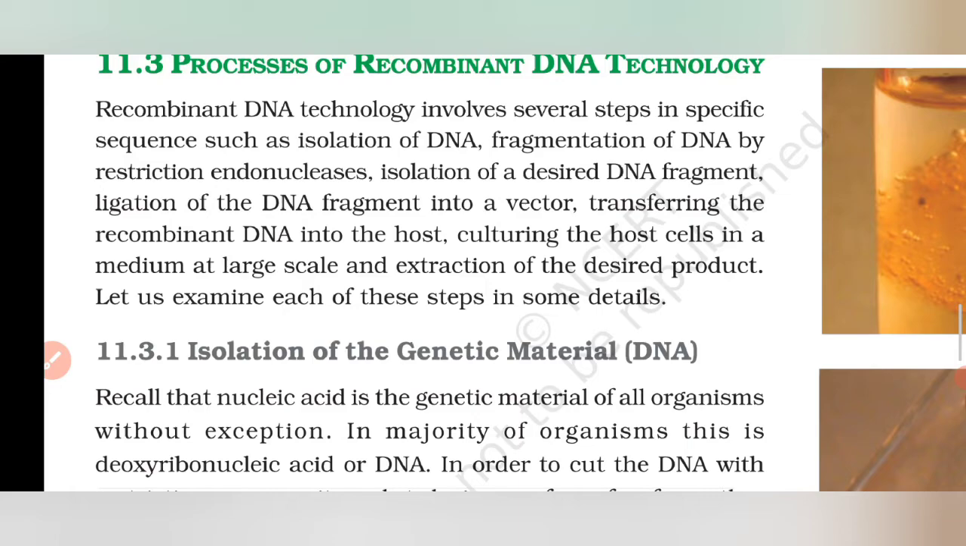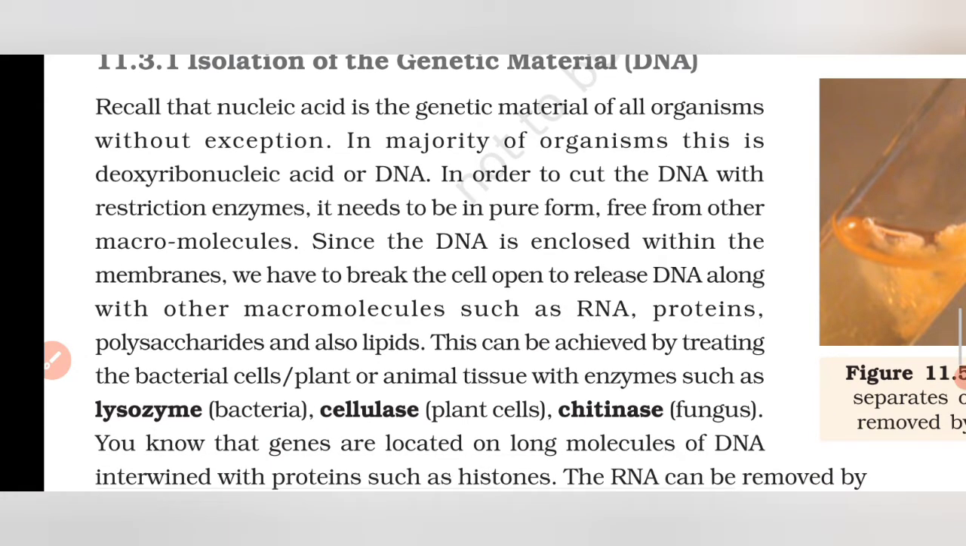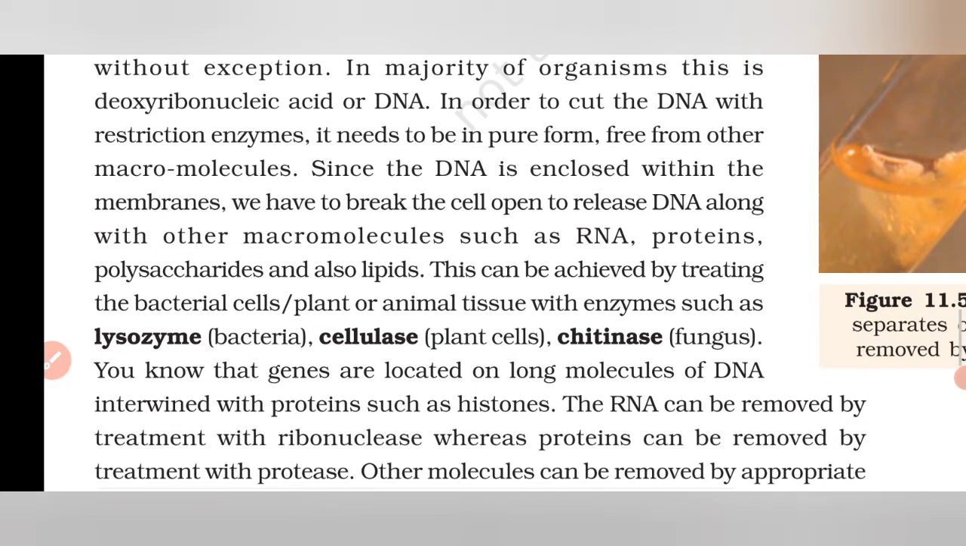First is isolation of genetic material. Nucleic acid is the genetic material in all organisms without exception. In the majority of organisms it is DNA. In some viruses it is RNA. In order to cut the DNA with restriction enzyme, it needs to be in pure form, free from other macromolecules. Since DNA is enclosed within the membranes, we have to break the cell open.